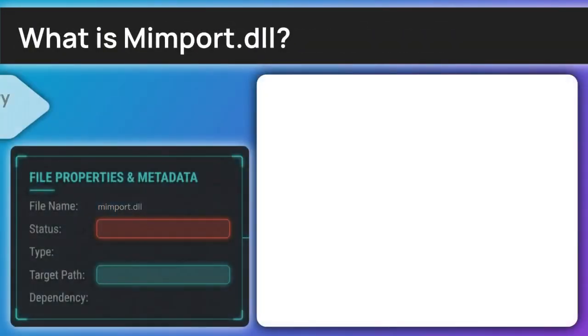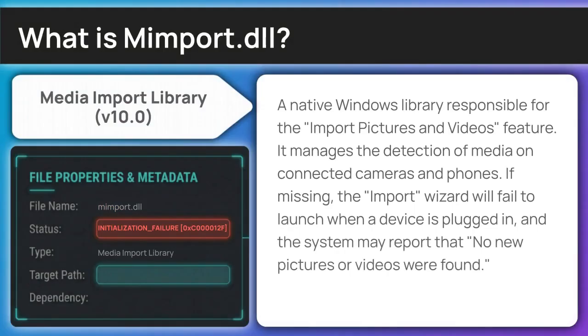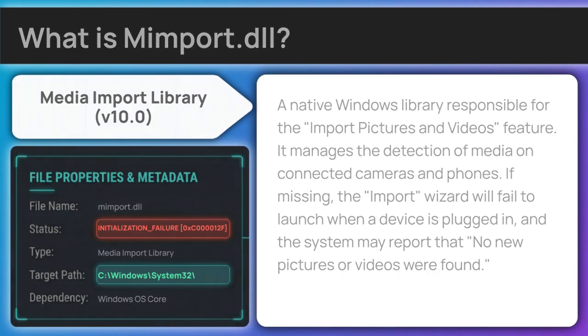This is the Mimport Library, a native Windows library responsible for the import pictures and videos feature. It manages the detection of media on connected cameras and phones. If missing, the import wizard will fail to launch when a device is plugged in, and the system may report that no new pictures or videos were found. With the why out of the way, let's focus on getting you running again.